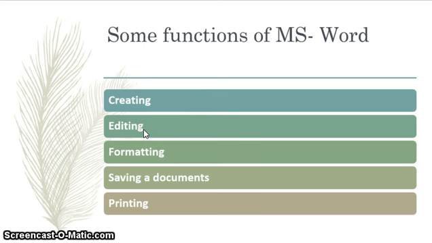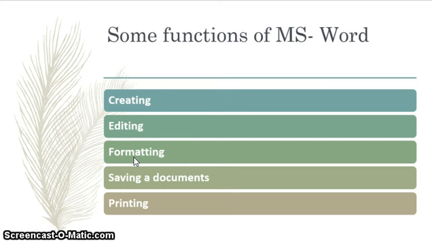Second is editing. You can edit the already created document. Edit means you can process or make changes in that document. How can you make changes? By inserting some text or image, or by deleting text or a picture, cutting, copying and pasting. All these are different functions of editing.